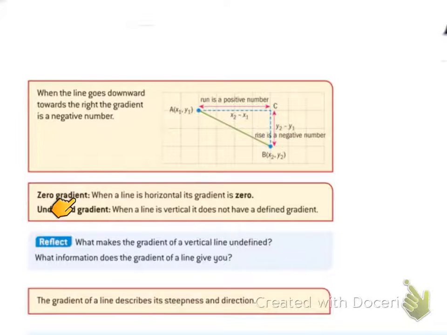You can have a 0 gradient when the line is horizontal. So that line right there has a slope of 0. It has a rise of 0. And 0 divided by anything is still 0.